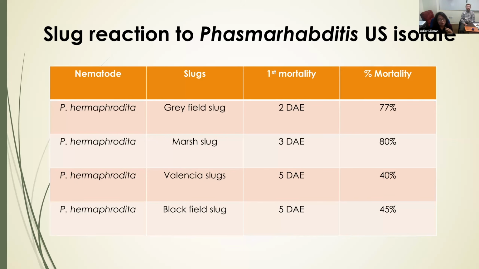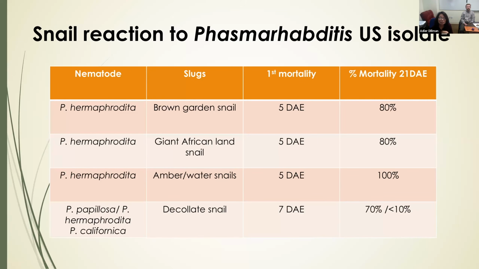And also Valencia slugs and black field slugs are the less susceptible species, because mortality was observed later and with a lower mortality of 40 and 45% respectively. As to snails, we have tested them on brown garden snail and giant African land snail, and mortality was observed 5 days after exposure, but with a higher mortality of 80%.